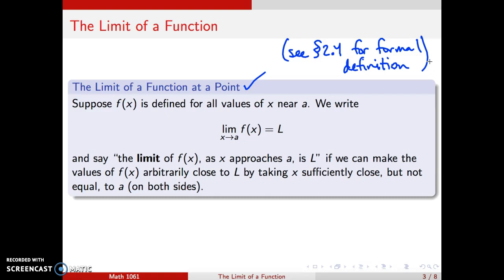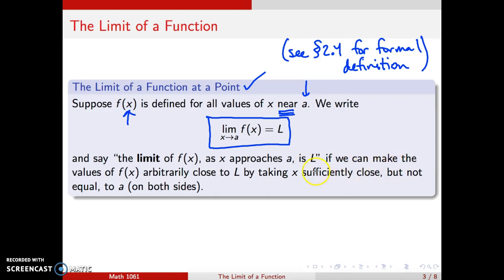We suppose that f of x is defined for all values near a, and that's the key phrase there: near a. It doesn't have to be defined at a. Our notation looks like this: lim for limit, and underneath it we write x, whatever our variable is, the arrow to whatever we're approaching, that value that we're getting closer and closer to as an input to the function. We read this as the limit of f of x as x approaches a. If this gets closer and closer to some number, say L, we say the limit of f of x as x approaches a is L.